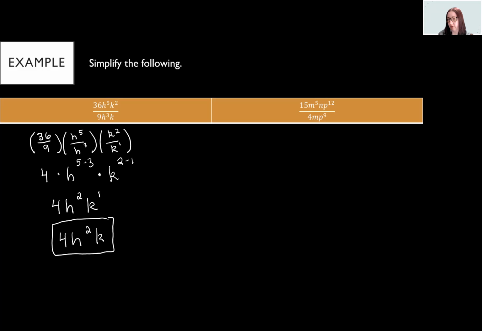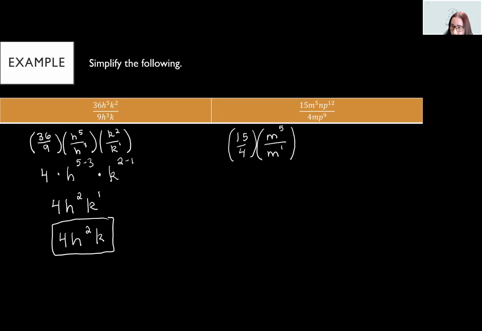So the same thing goes with the next one here. We have 15 m to the 5th, n p to the 12th over 4 m p to the 9th. So I'm going to group things together, the 15 over 4. I'm going to just write that as a fraction, which does not simplify. We don't have anything in common there. We can't reduce it. So it's going to stay as 15 over 4. Then we're going to group the m's together. So we have m to the 5th over m, and there's no exponent there, so I'm going to write a 1.